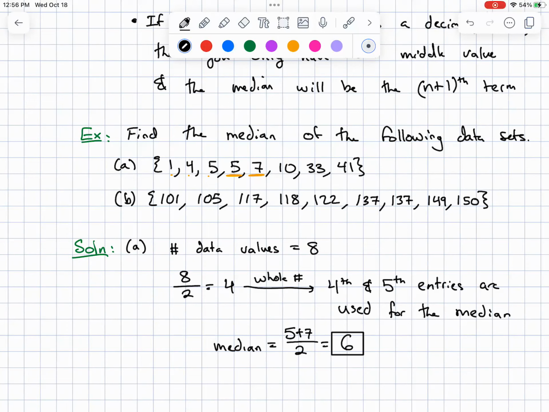Any questions on that? Why do we divide? I'm counting how many data values there are, and if I divide by 2, I'll find out what half the numbers would be. So if there's 10 numbers divided by 2, that means there's 5 at the beginning and 5 at the end. Is that all right? That's why we're dividing by 2, since we're trying to find the middle point, the halfway point.